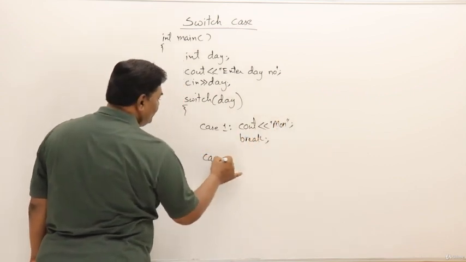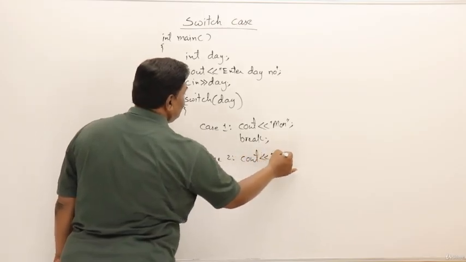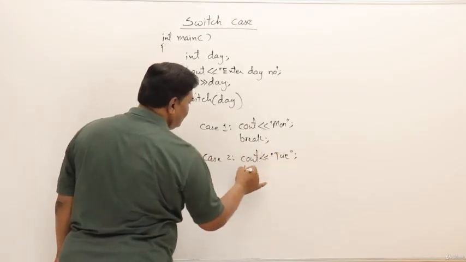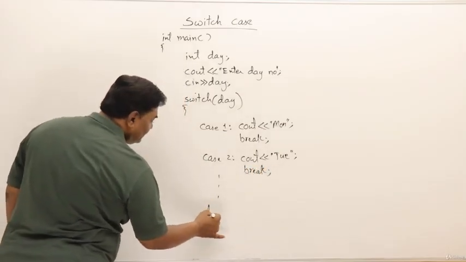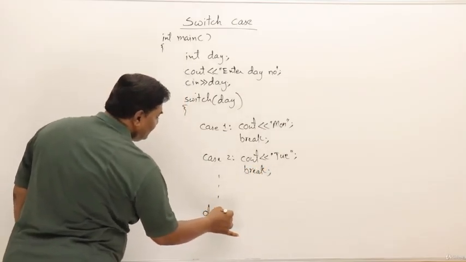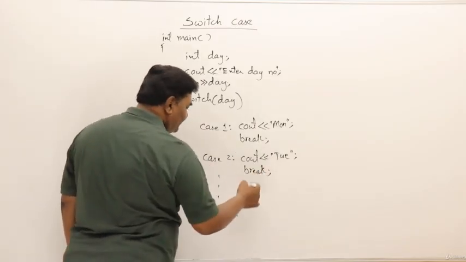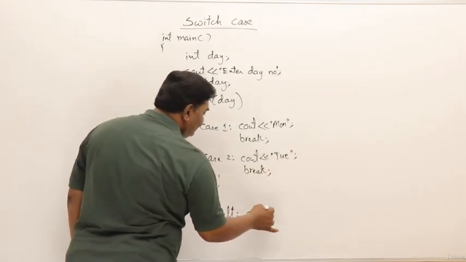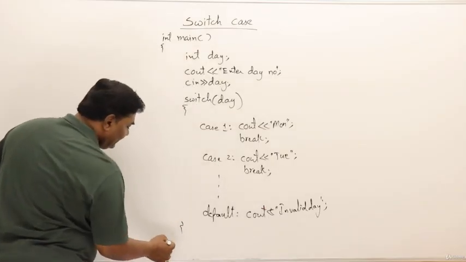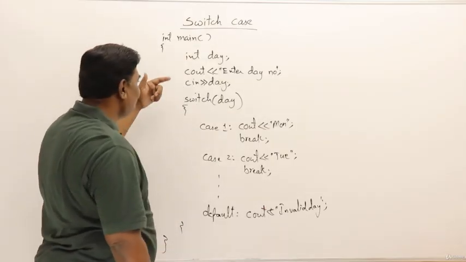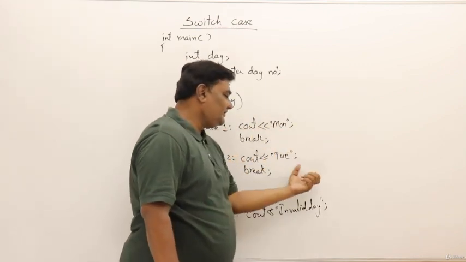Then case 2, cout Tuesday and then give break. Goes on. Default, if it is any other value, like other than 1 to 7, days will be there. Other than that, we can say cout invalid day. Close. End of a program. So this program will take a day number and it will display the name of a day, whether it is Monday or Tuesday or so on.